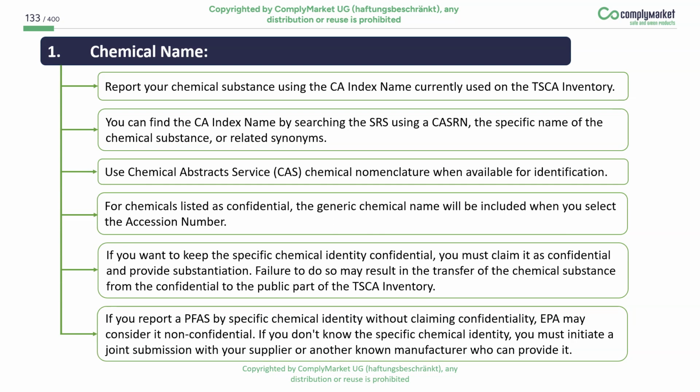Report your chemical substance using the CA index name currently used in the TSCA inventory, or use also CAS chemical nomenclature when available for identification. If it is confidential, the generic name will be included when you select the accession number. If you want to keep a specific chemical identity confidential, you must claim it as confidential and provide substantiation.